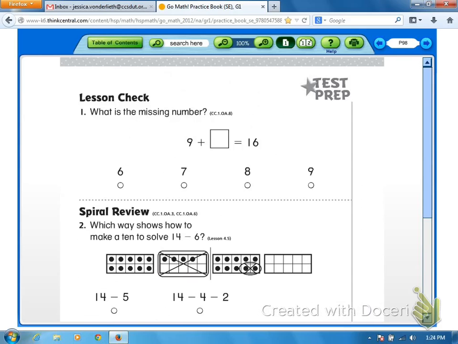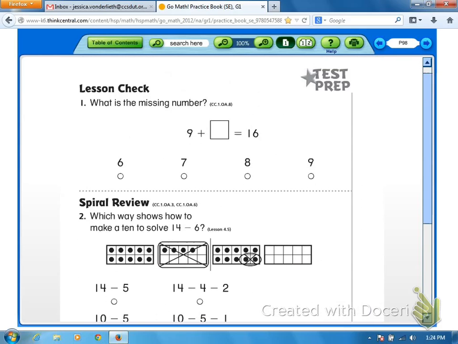On the back side of the homework, the first problem says, what is the missing number? Again, a strategy they like is counting on. They can count on with their fingers. We can count on with cubes. Some students were starting with 9, and then they would add more cubes till they got to 16: 10, 11, 12, 13, 14, 15, 16. Then they would count up the cubes, and they would be able to get 7 as their answer.